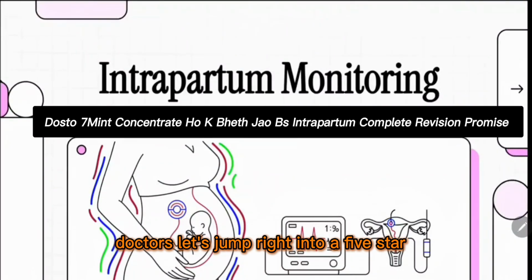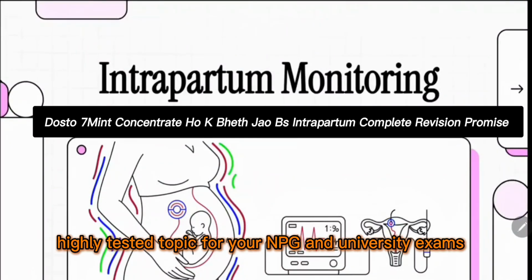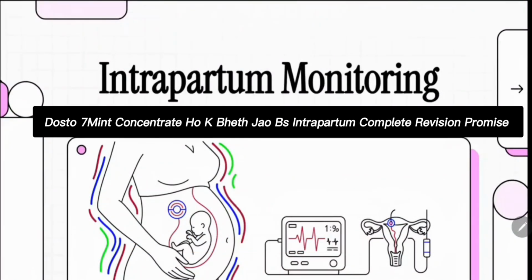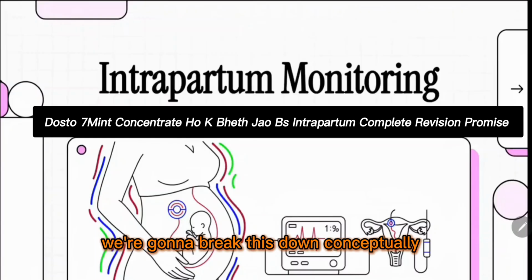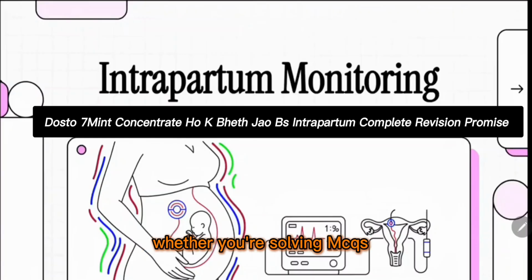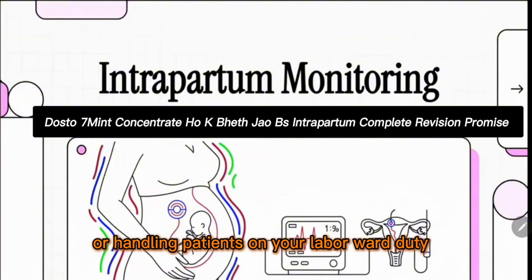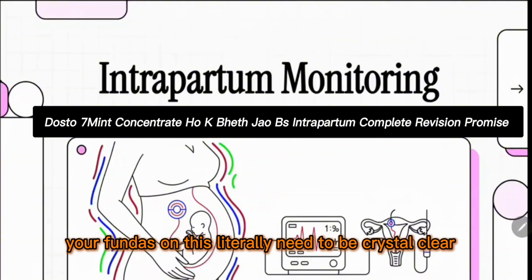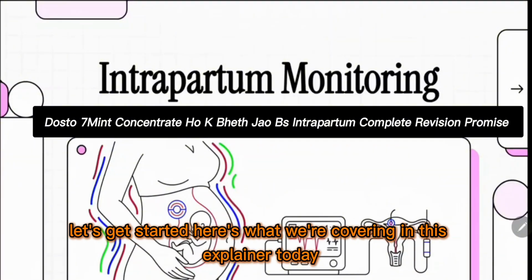Doctors, let's jump right into a 5-star, highly tested topic for your NEET PG and university exams, intrapartum fetal monitoring. We're going to break this down conceptually. Because look, whether you're solving MCQs or handling patients on your labor ward duty, your fundas on this literally need to be crystal clear. Let's get started.